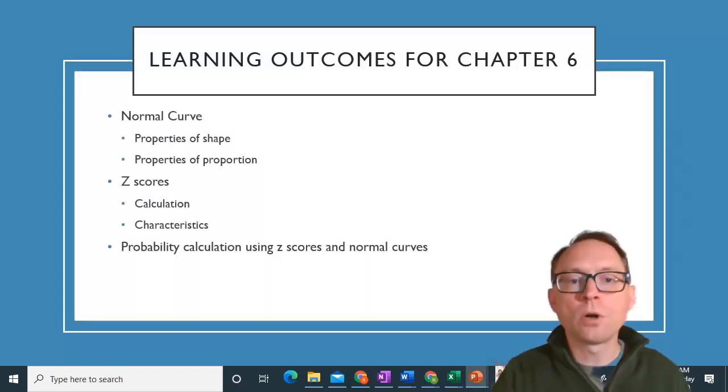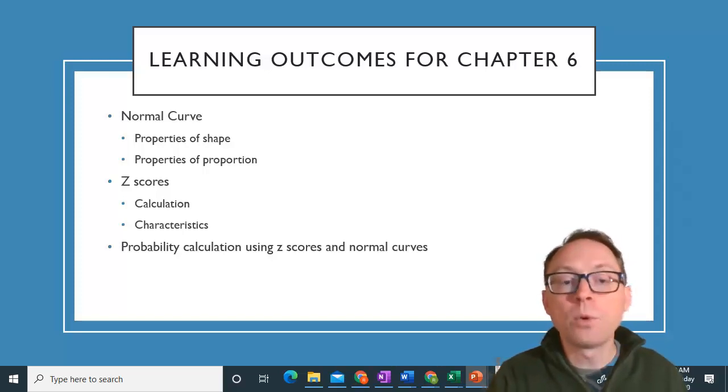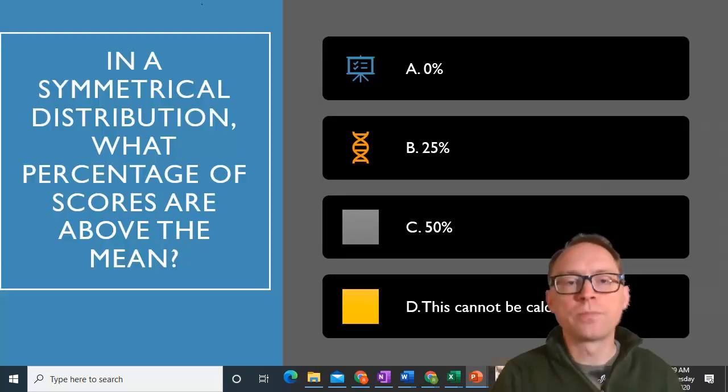We're going to talk about the normal curve first, the property of the shape, and then proportions. We're going to talk about that in just a minute. And then we'll get into ideas of z-score mainly in the next video, but we're going to try and start talking about it in this video. So let's go ahead and ask a question.